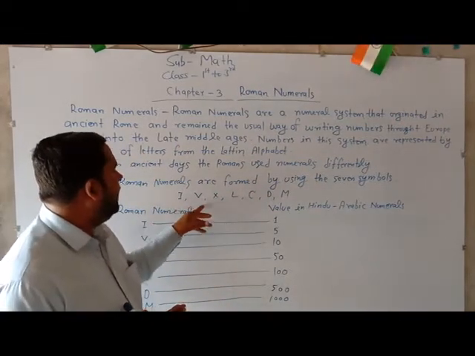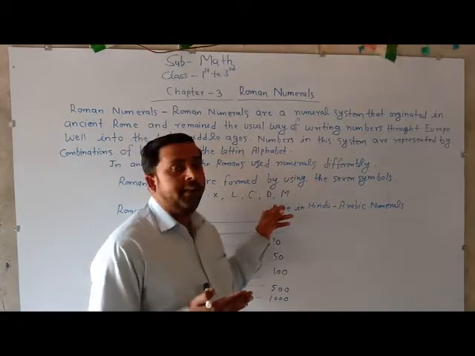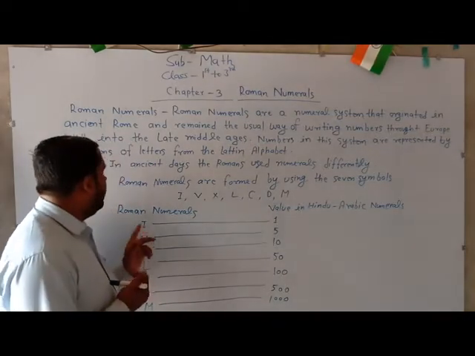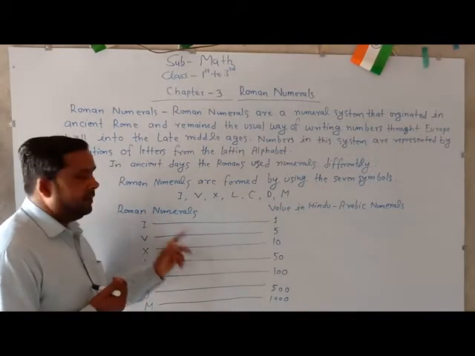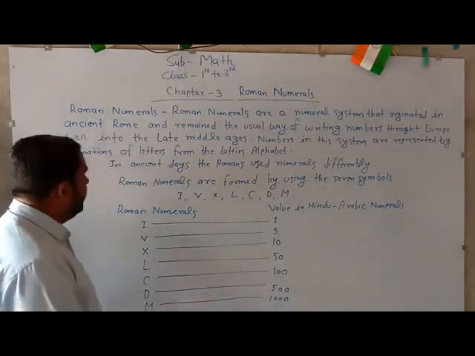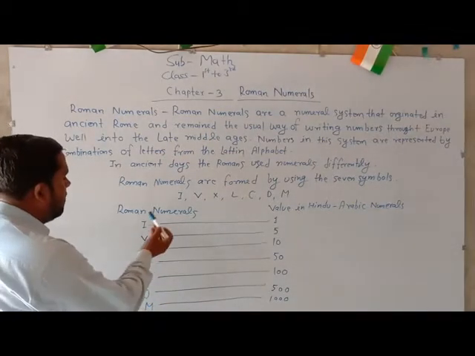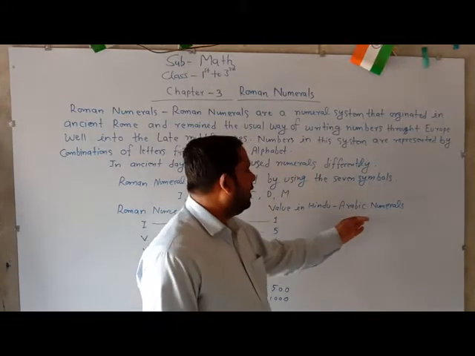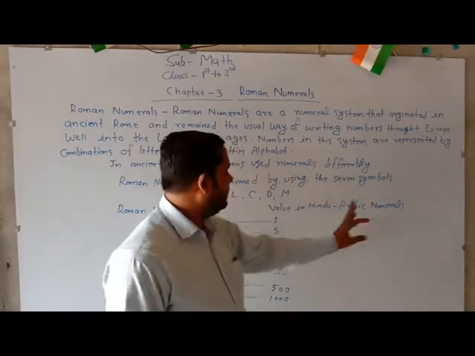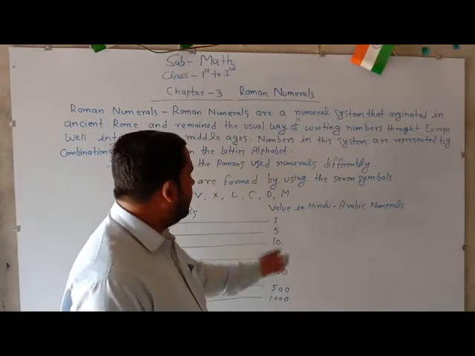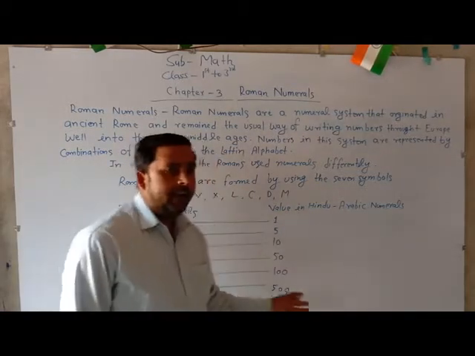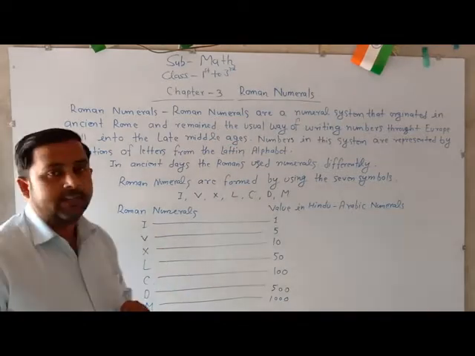I, V, X, L, C, D and M. Roman numerals. Students, here are written Roman numerals and here are written their values in Hindu Arabic numerals. So this is called Hindu Arabic numerals and this is called Roman numerals.